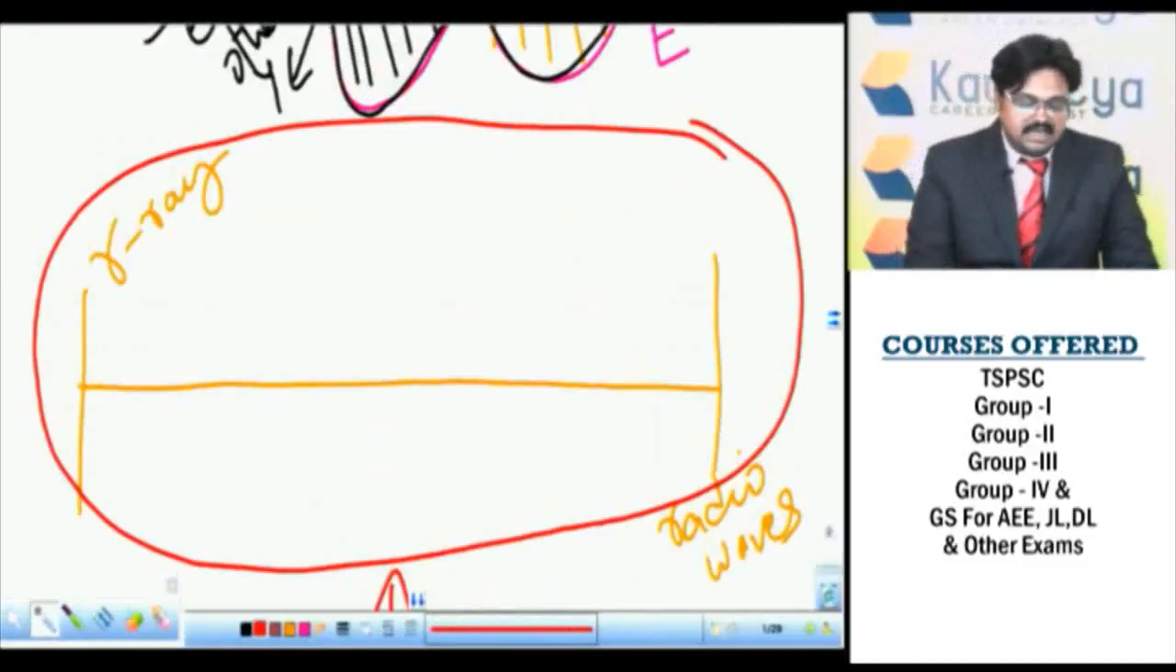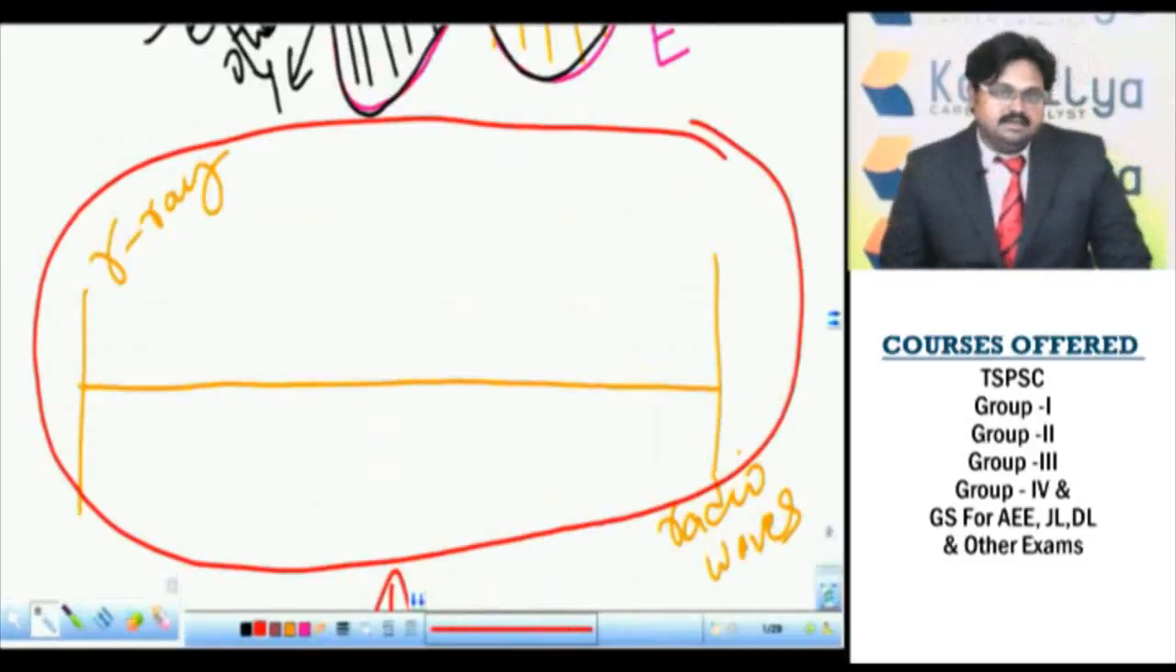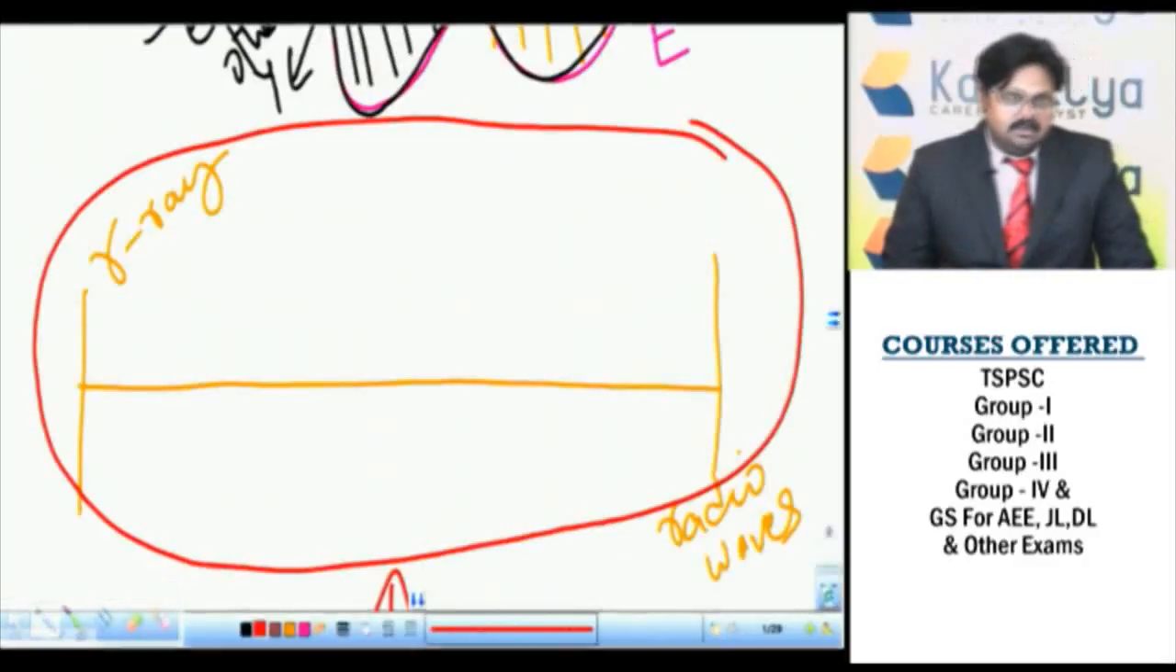Now these are highly energetic light. Now this gamma ray actually comes from a nucleus. A nucleus spits out this gamma ray, and this gamma ray is responsible for various decays.